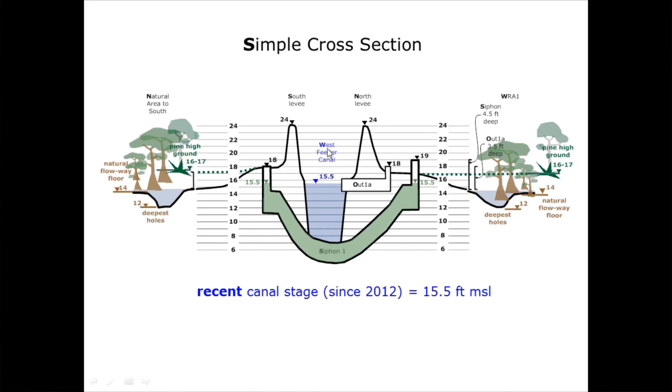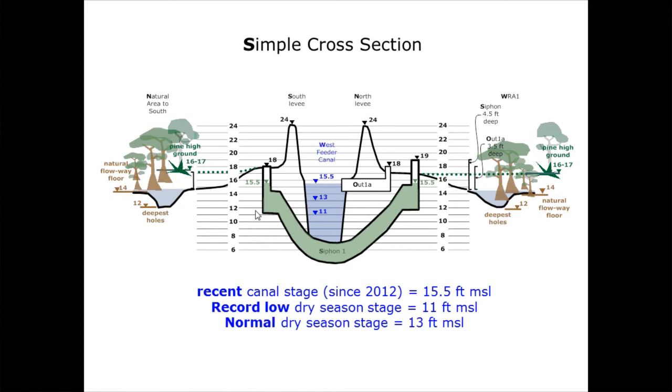So just looking at recent canal, the recent canal stage is 15.5. The record low was closer to 11. So you can see when water levels drop to 11, it just dries out the entire groundwater system around it. And the normal dry season low is around 13.